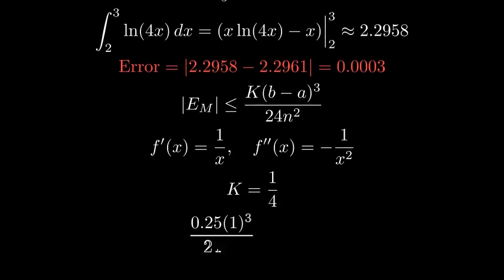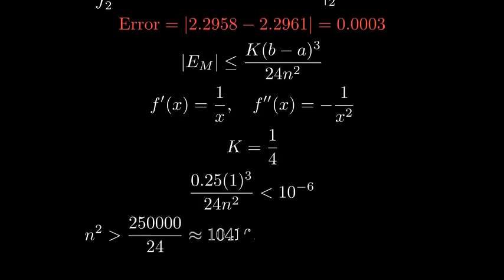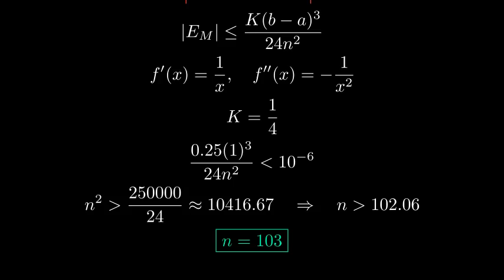We solve for n and get n greater than the square root of 10,416.66. That is about 102.06. So we round up to 103 rectangles.